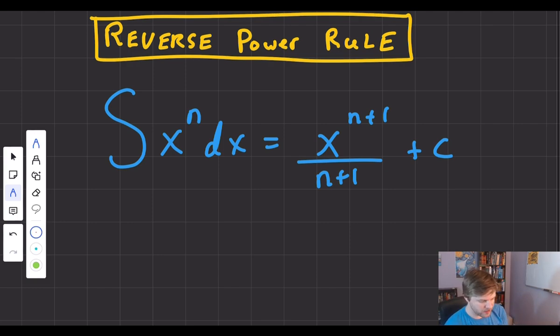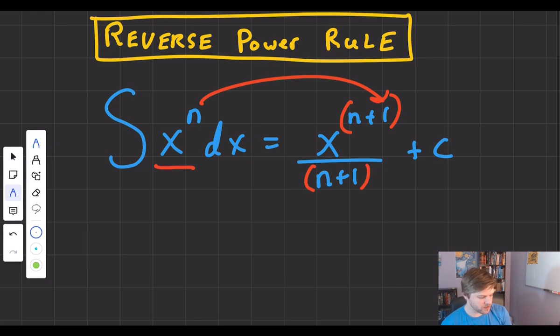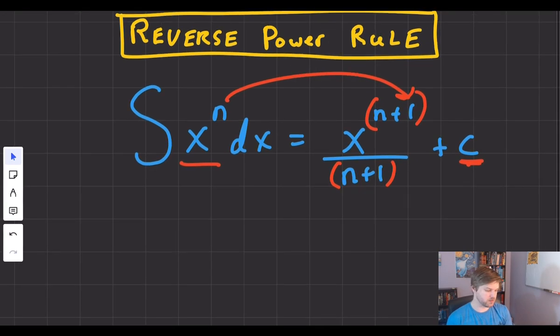All right, so take a look right here. We have the formula for the reverse power rule. It just says that if we take the integral of x to some exponent n, then this is what we get. We increase that exponent by 1, and then we divide by that new exponent. And then we put this plus c here. I'll explain that in a second, in case you don't already know why that plus c needs to be there.